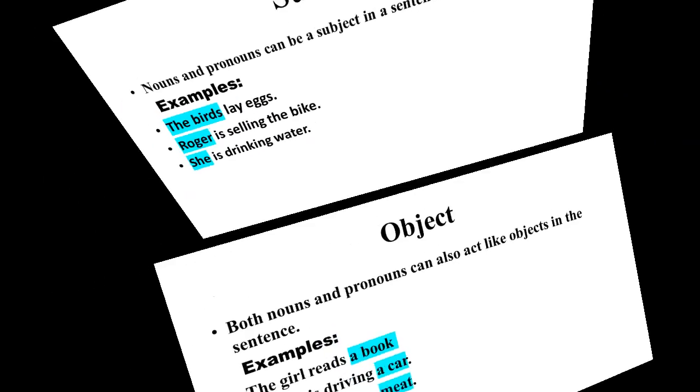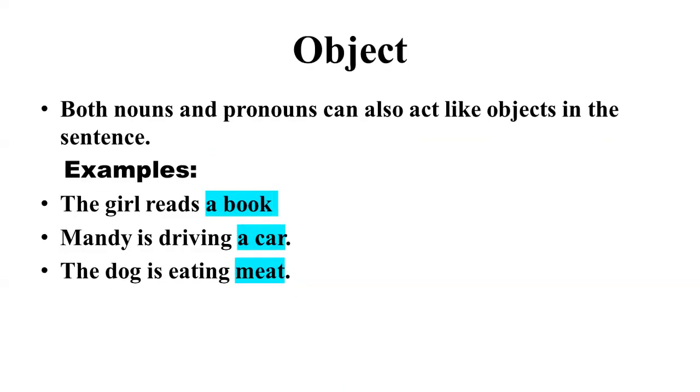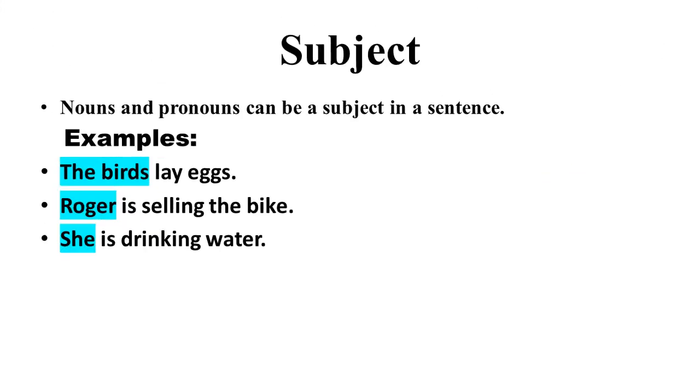Now the next question is, what can possibly be a subject in a sentence? So, nouns or pronouns can be subject in a sentence. For example, the birds, they are noun. Roger, it is also a noun. She, this is pronoun. We have seen that nouns and pronouns function like a subject in a sentence. Here is one more thing to notice, that it is not necessary that a sentence have only one subject. It is possible that there could be more than one subject in a sentence.